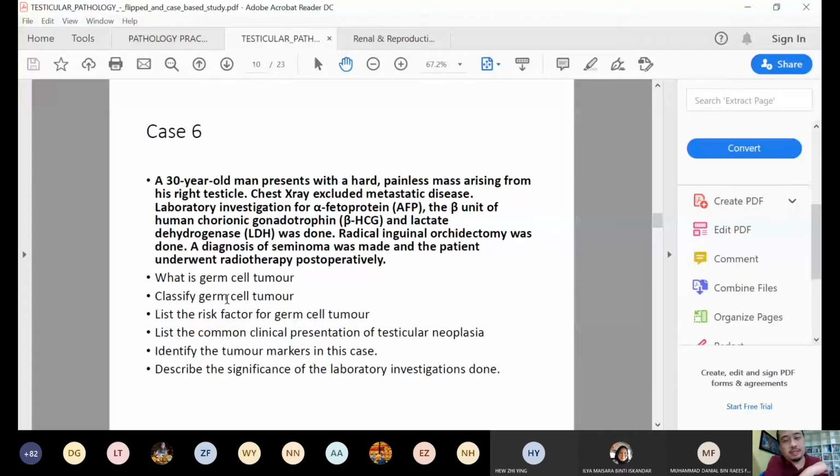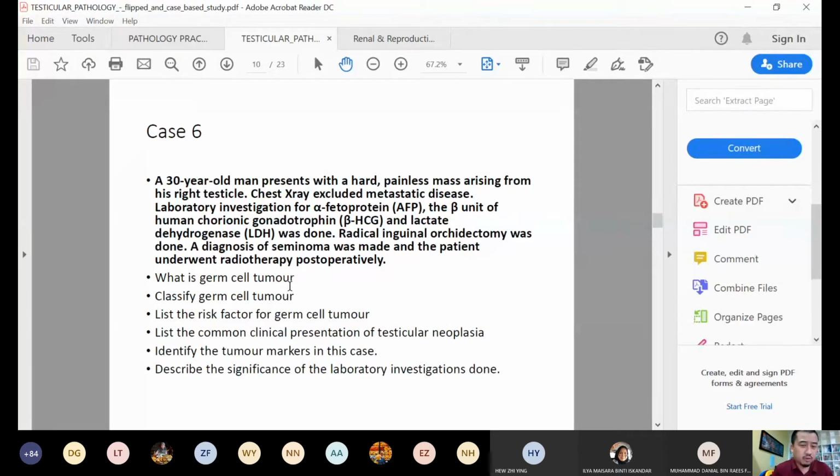Okay, germ cells: we have germ cells in the ovaries and in the testes. In the testes they differentiate into spermatozoa, and in the ovaries they form the ovum. These germ cells can produce tumors: seminomas, choriocarcinomas, embryonal carcinomas, teratomas, and yolk sac tumors. There are five tumors that can be derived from germ cells, and there are also mixed types of tumors.